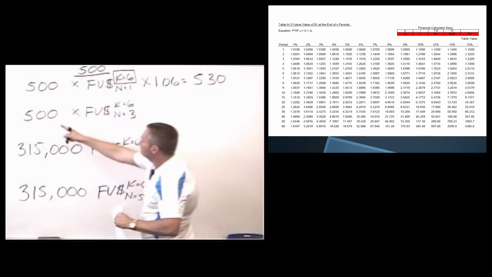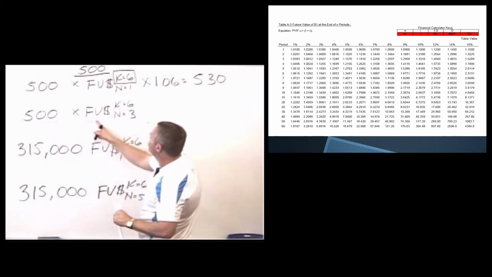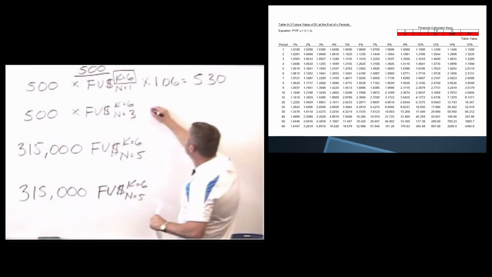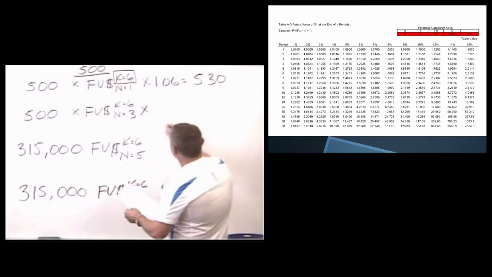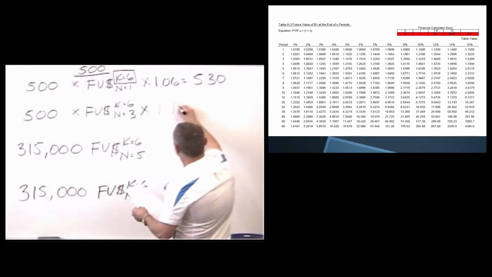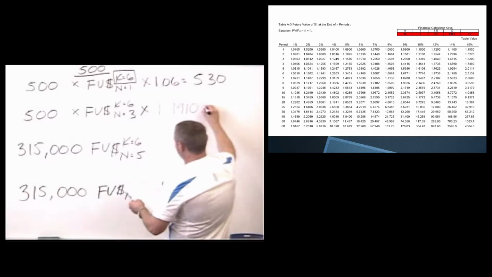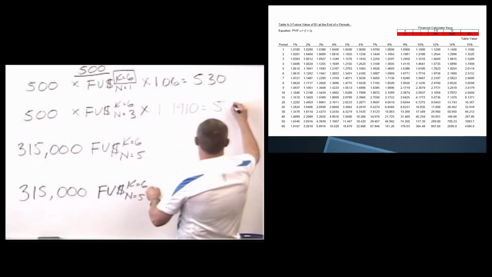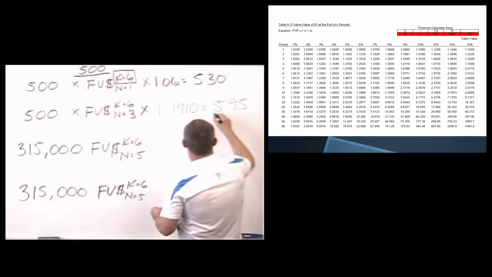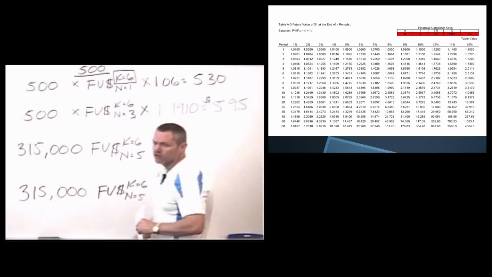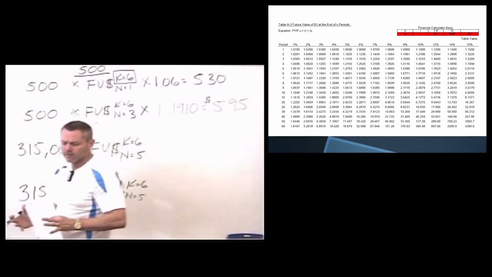3 years from now, $500 times future value of $1, K equals 6, N equals 3, and that factor is 1.1910, giving us $595. 3 years from now is our expected rent.